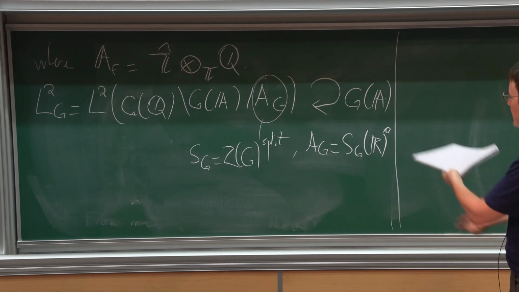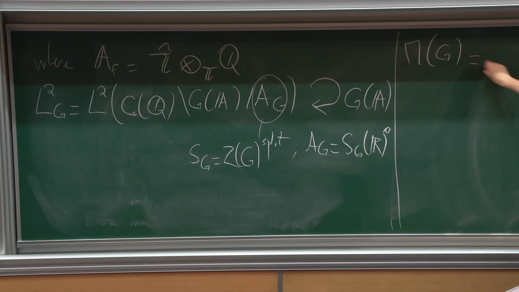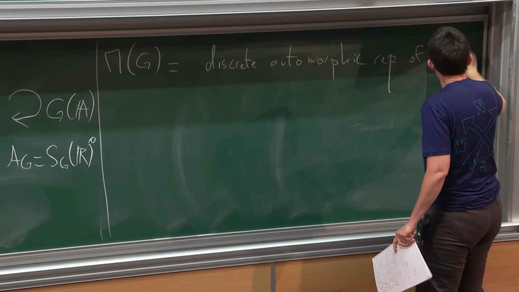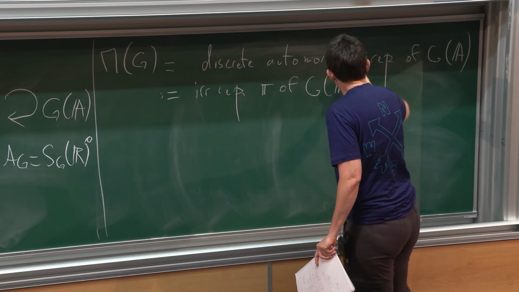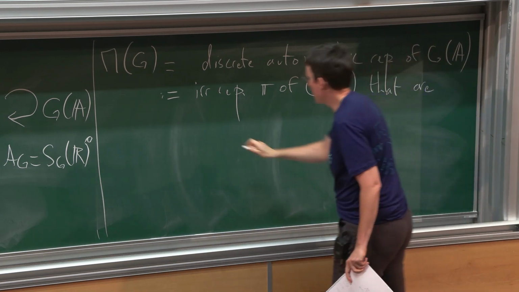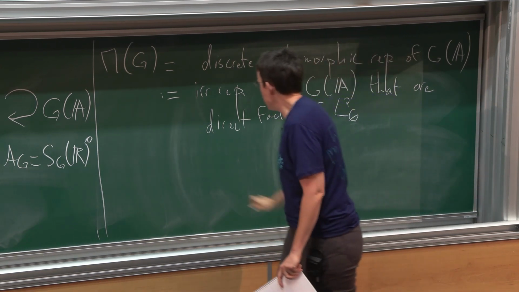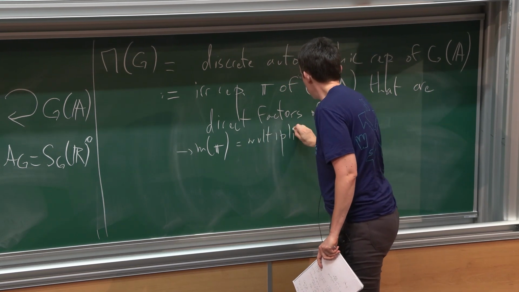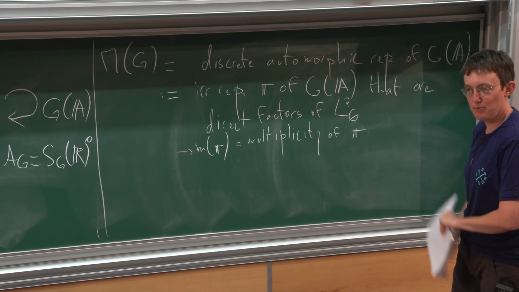Okay, so this is a very nice Hilbert space, and it has an action of G of A. And so we define Pi_G to be what is called the set of discrete automorphic representations of G. And so this is by definition the irreducible representations pi of G that are direct factors of L2 of G. And then I have m(pi), which is just the multiplicity of pi in L2 of G. Okay, so now we know what automorphic representations are. Well, that was easy.